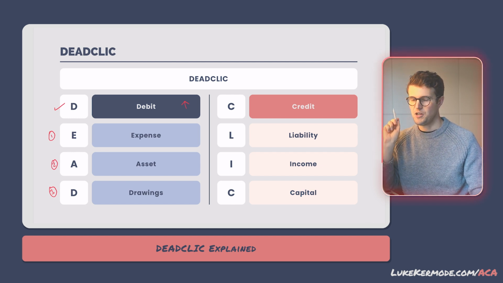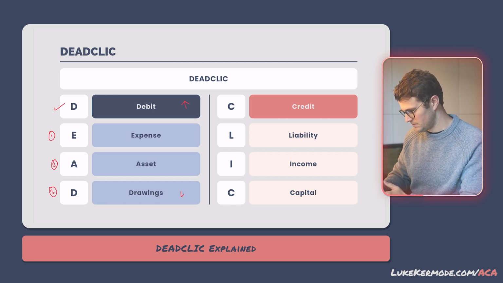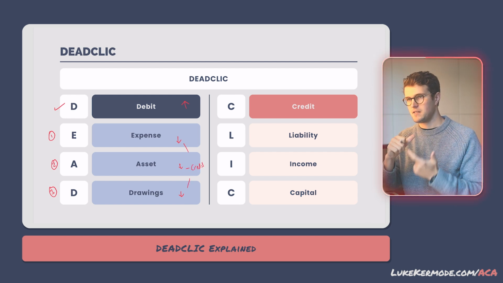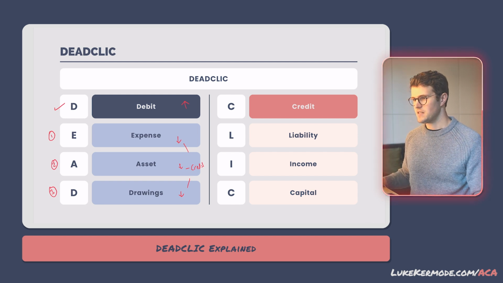But one important thing I want to mention is that any decreases to expenses, assets, and drawings do go on the credit side. So increases to expenses, assets, or drawings are recognised on the debit side, whereas decreases to expenses, assets, or drawings go on the credit side.